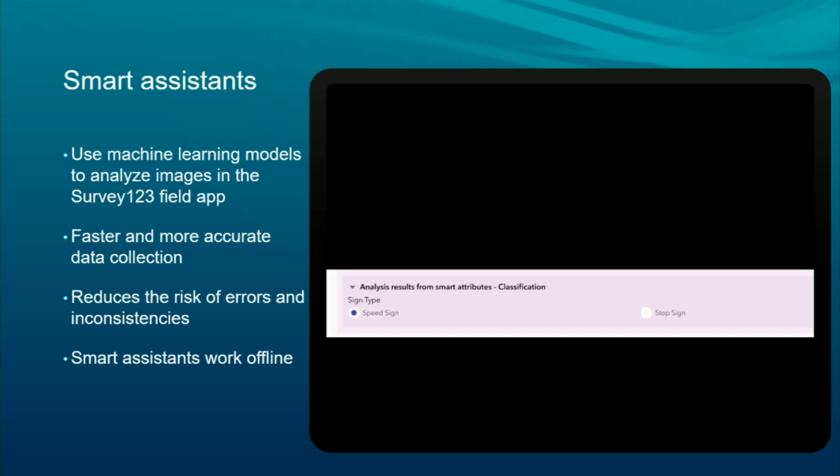A couple of things to note: all image analysis happens on the device. The processing happens locally, so the features that you'll see in this presentation all work offline. And the features discussed in this session are for the field app only. At this stage, they're not supported in the web app.